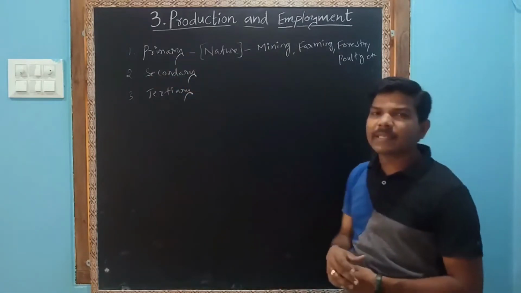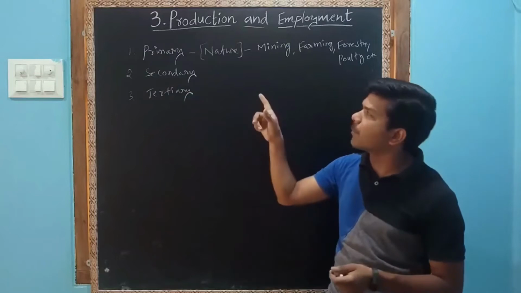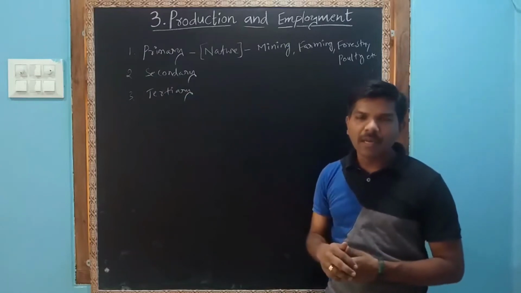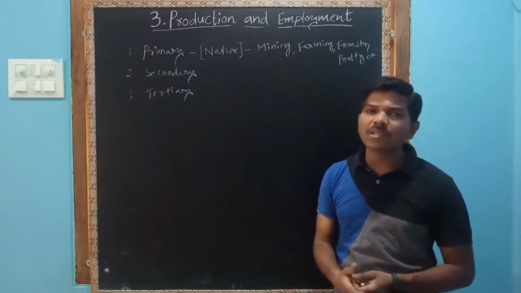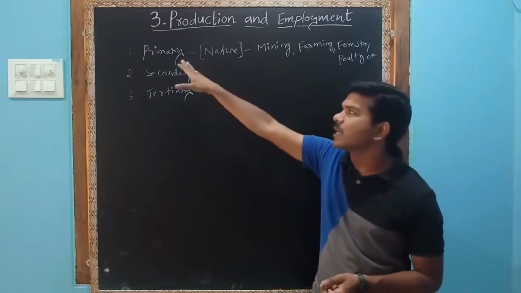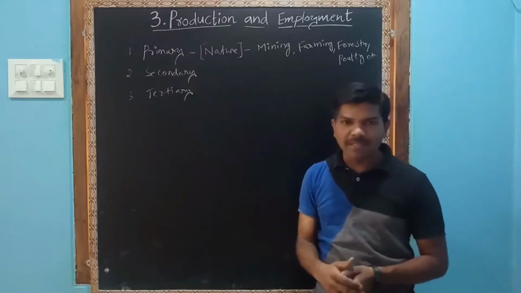You can take an example, agriculture. Agriculture depends upon nature. After agriculture, you see honey collection. Honey collection also comes under nature. So that also comes under the primary sector.